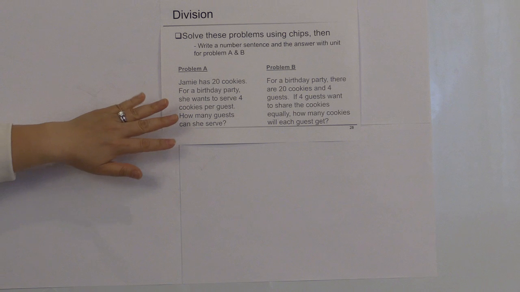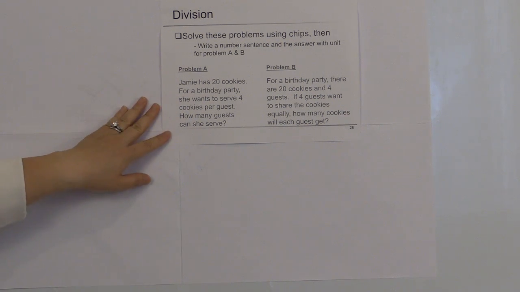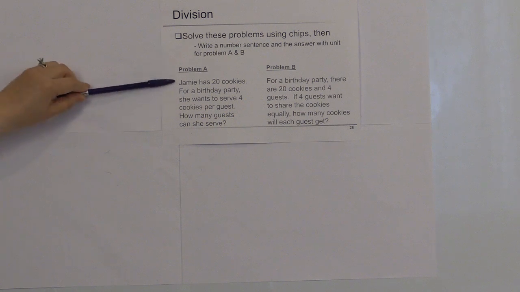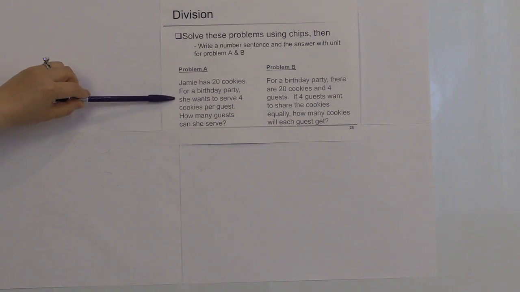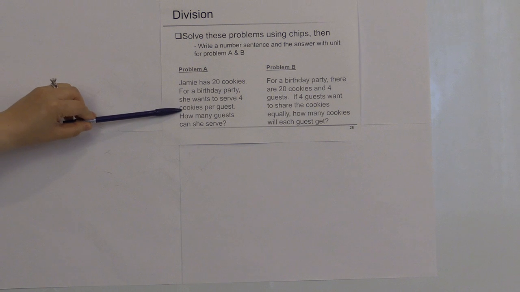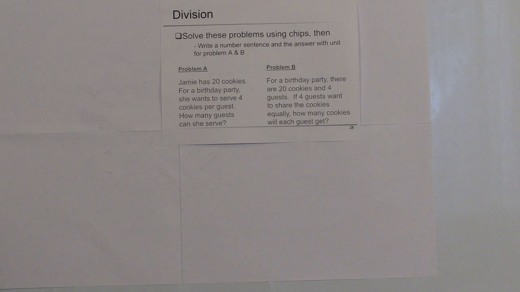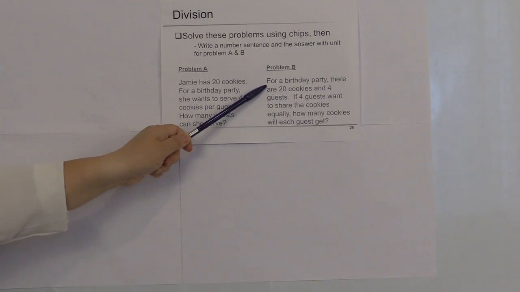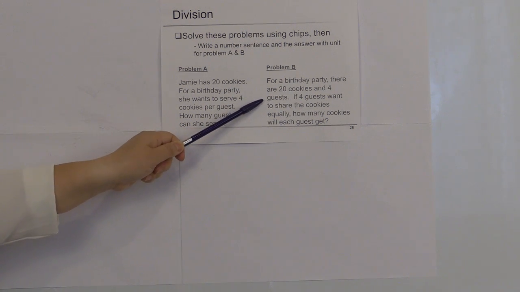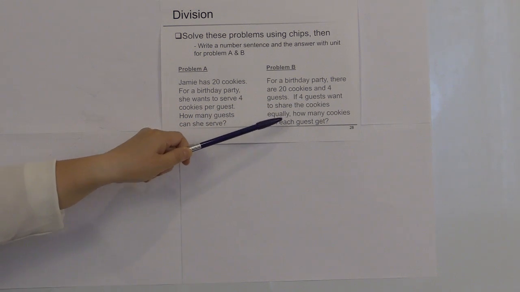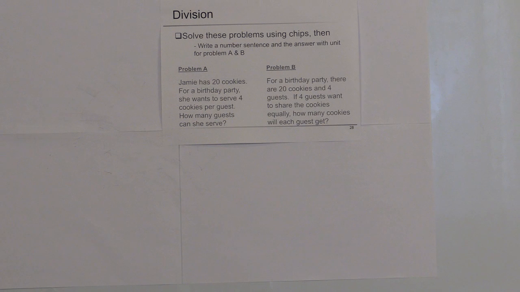We have problem A and B. You can also see the same problems on the slides. Problem A says, Jamie has 20 cookies for a birthday party. She wants to serve 4 cookies per guest. How many guests can she serve? Problem B. For a birthday party, there are 20 cookies and 4 guests. If the 4 guests want to share the cookies equally, how many cookies will each guest get?